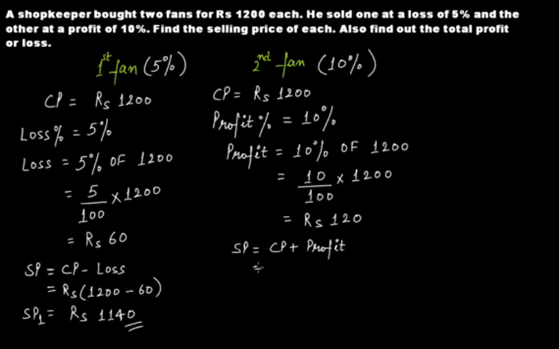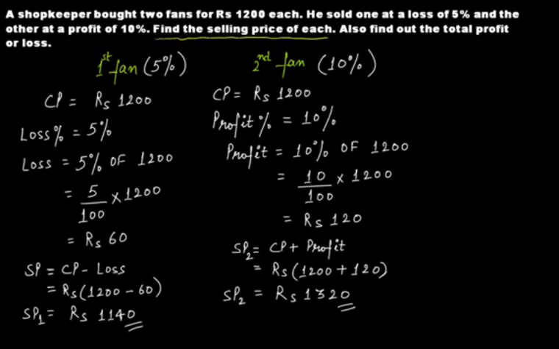So the cost price is how much? Rupees 1200, and the profit you make is 120. So your selling price, let this be SP2, the selling price of this second fan, is rupees 1320. This is the selling price of this one, right? So we have solved this first part.